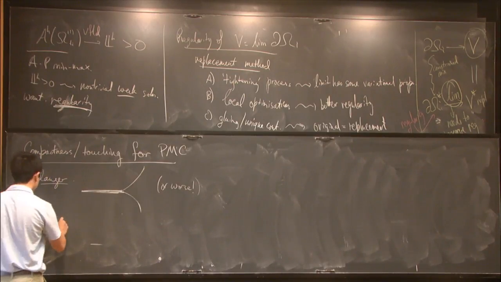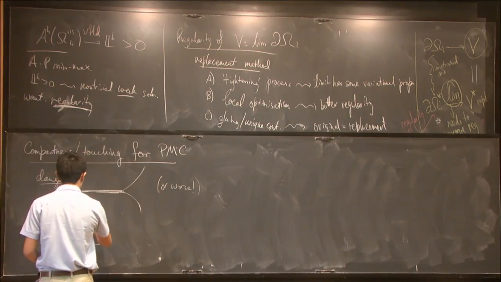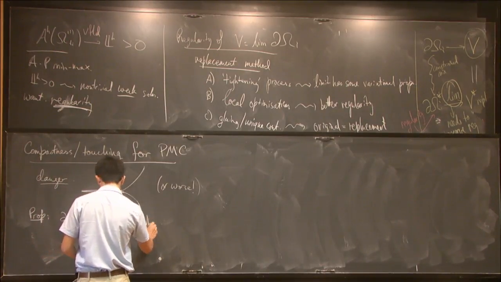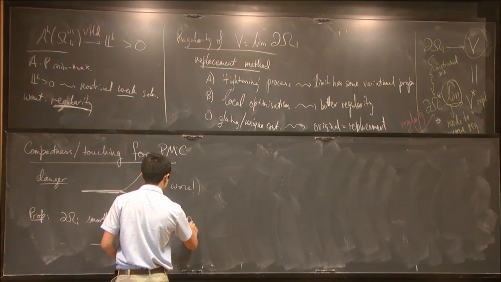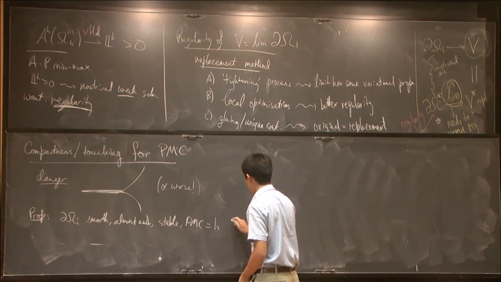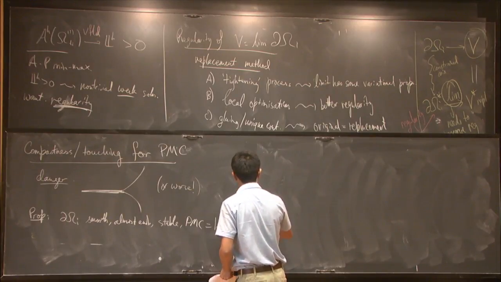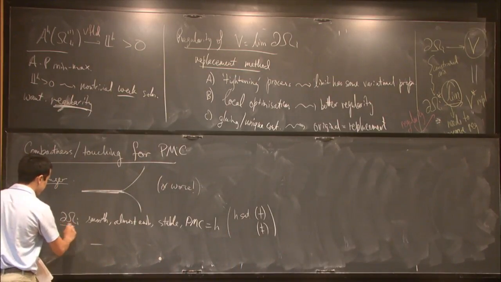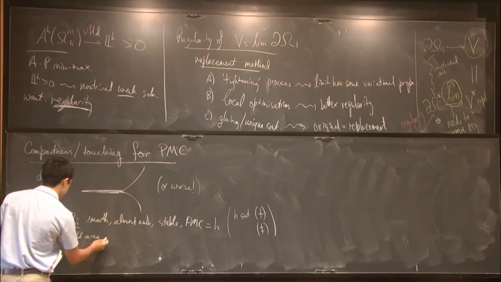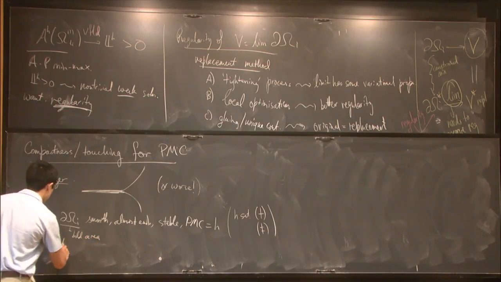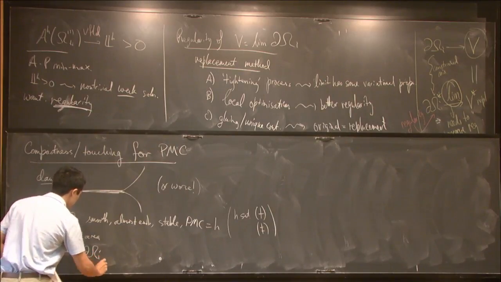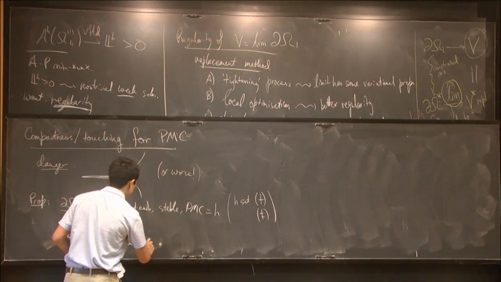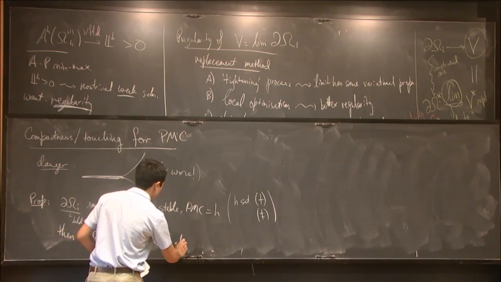Okay. So the proposition is, if we take these boundaries, they're smooth, almost embedded, stable, PMC equal to H, and H satisfies, again, either dagger or double dagger, and these have bounded area. Then my sequence will converge to a limit, which is still smooth, almost embedded.